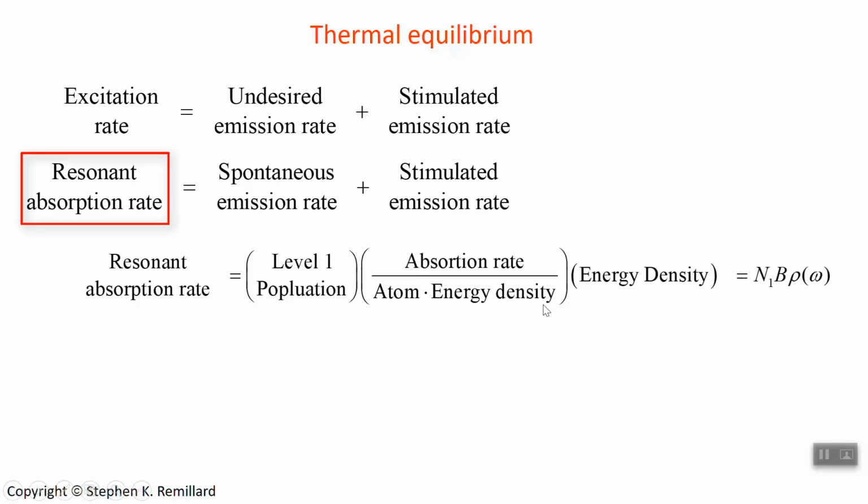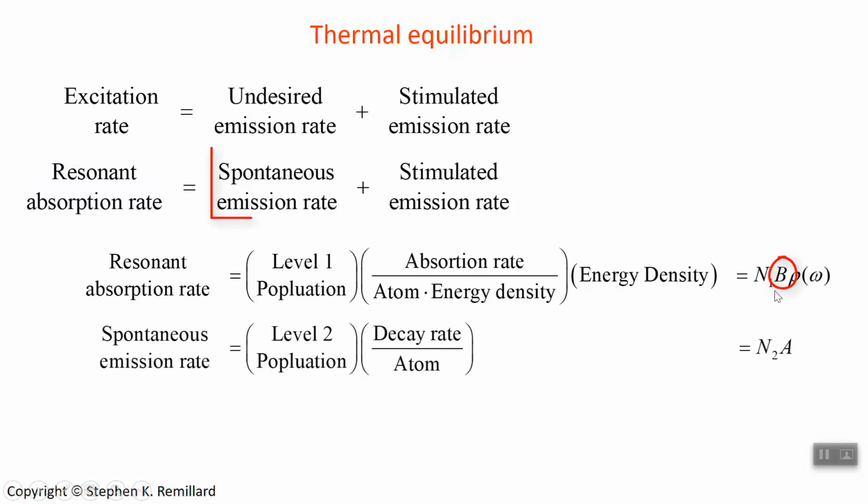And so we'll call that the energy density, which you can think of as the number of photons per volume for now. It's actually the energy per volume. If you take the absorption rate per atom per energy density, that is, you need a lot of energy in order to have absorption, and multiply by that energy density, you will have the resonant absorption rate. N1 is the level 1 population. Rho is the energy density. We'll just call the absorption rate per atom per energy density B for now.